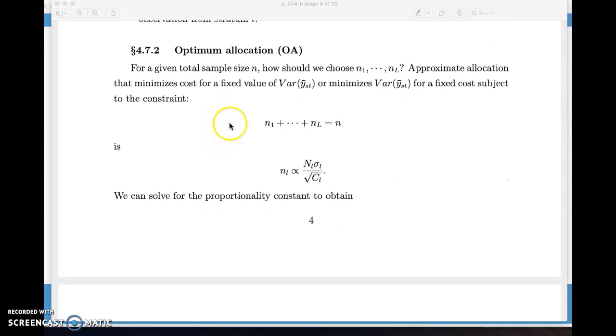First of all, the optimal allocation, which we call OA. That considers the population size, variability, and also the cost. So in this case, the allocation of nL would be proportional to capital NL times sigma L over the square root of CL.